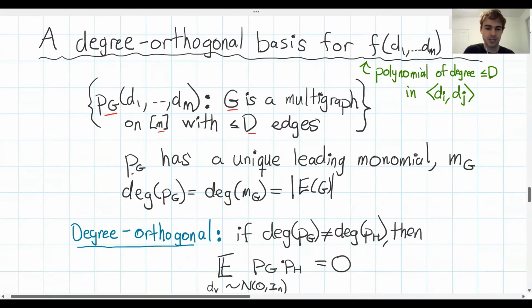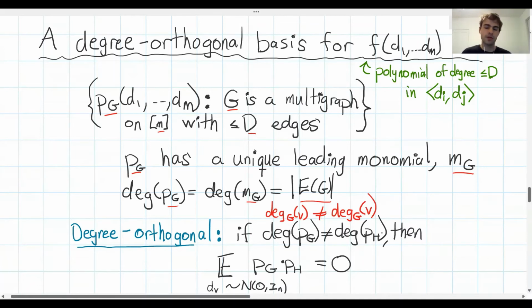The basis function P_G will have a unique leading monomial m_G. And the degree of P_G, therefore, is just equal to the degree of m_G, and that's equal to the number of edges in the graph G. P_G will satisfy the following orthogonality property. If the degrees are not equal, then they're orthogonal. In fact, they actually have a slightly stronger orthogonality property, which is that if the graph degree of a particular vertex is not equal, then the polynomials are also orthogonal.